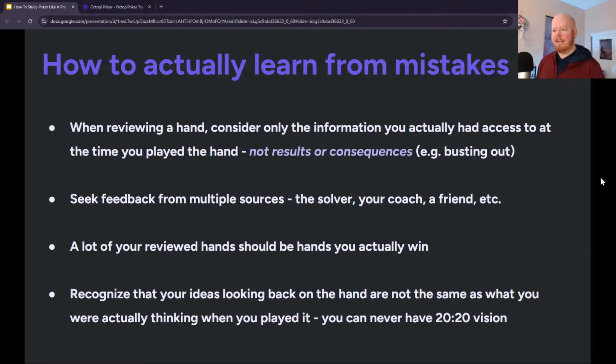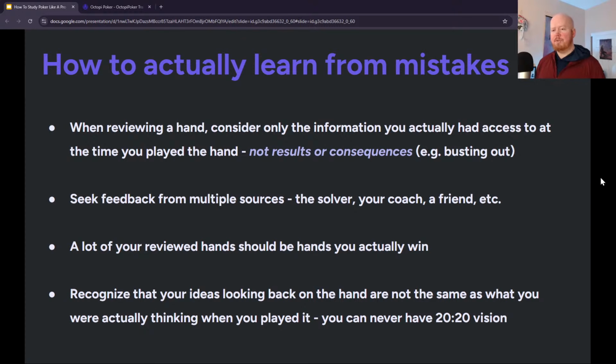You can't cause that same feeling to exist. You can't really create the same effect. So it's important to recognize you're always going to have some element of inaccuracy as far as what you were actually thinking in real time. As a result, the closer in time you can post the hand or send the hand to somebody or review the hand, the more accurate you're going to be. The further you get away from the actual hand in terms of time, the less accuracy you're going to have in terms of your memory of what you were thinking in real time.